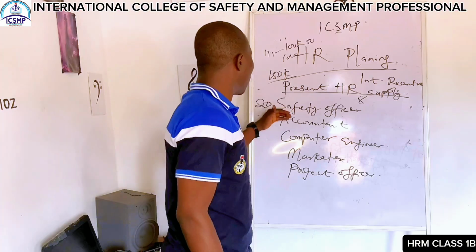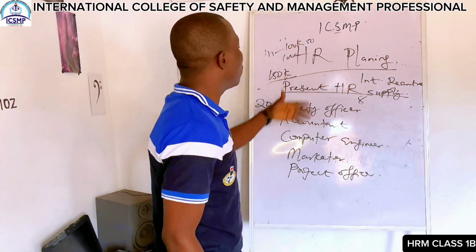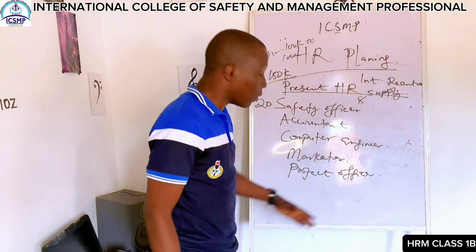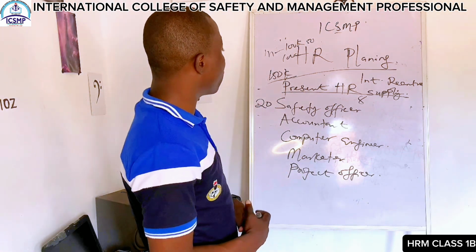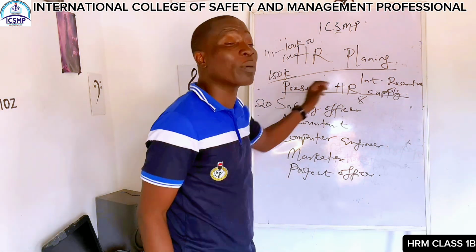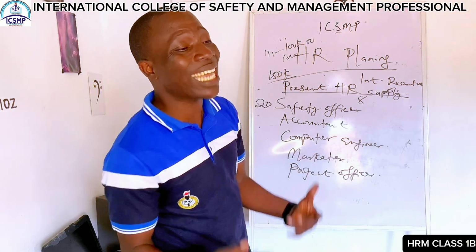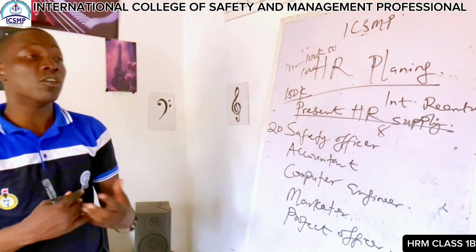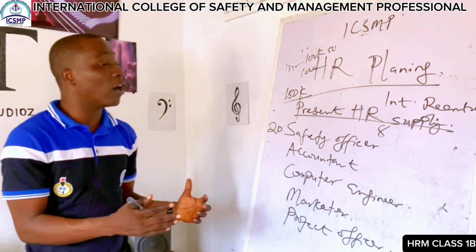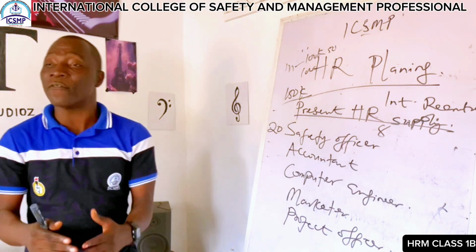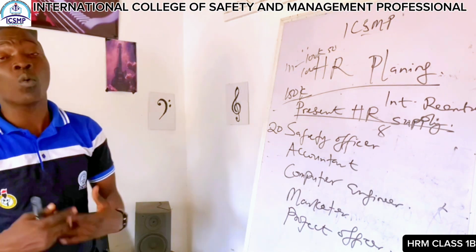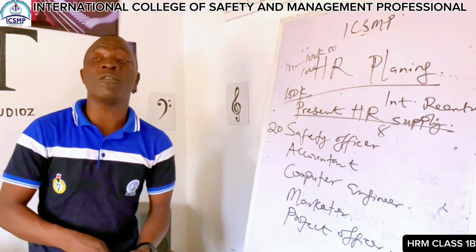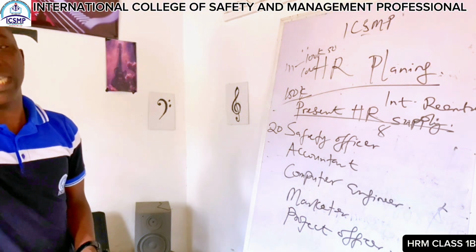The same thing with the accountant. The same thing. You use this example for the rest of them. So that is how to carry out present HR supply, by understanding the numbers of expertise, the numbers of skills, the numbers of resources that are available with respect to workforce in an organization before you start buying.